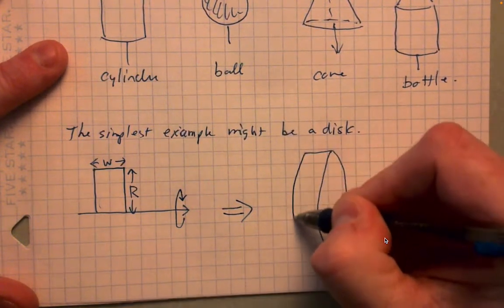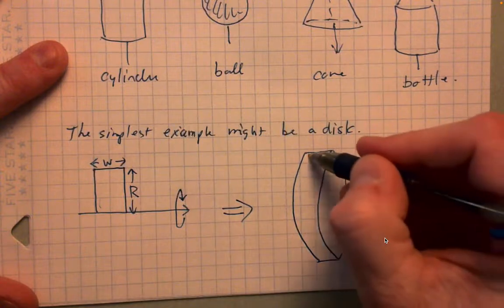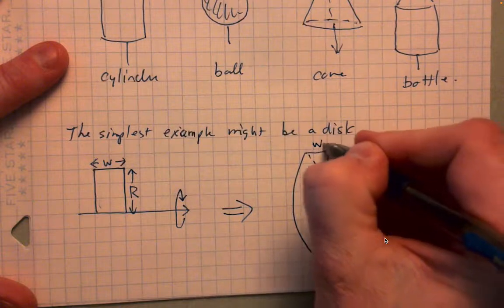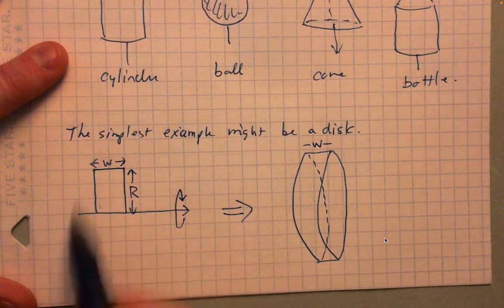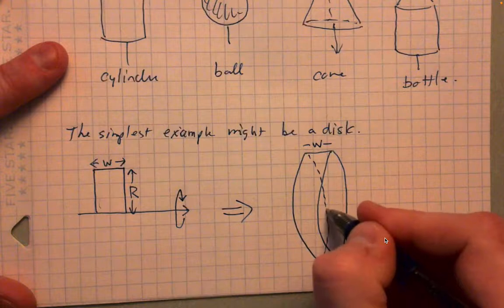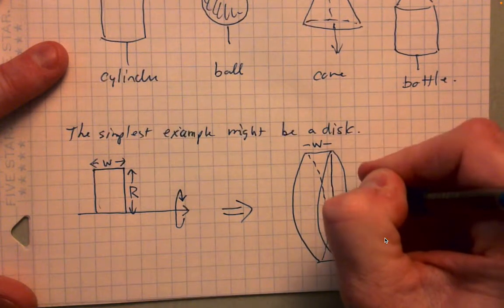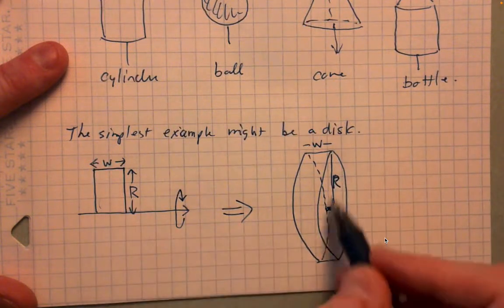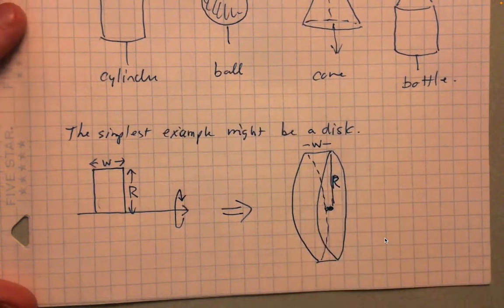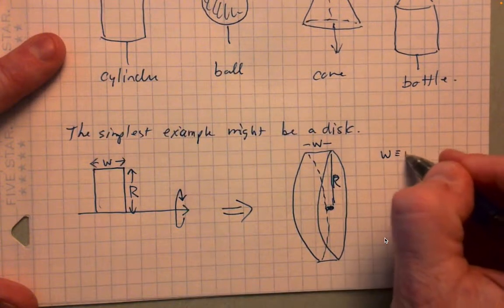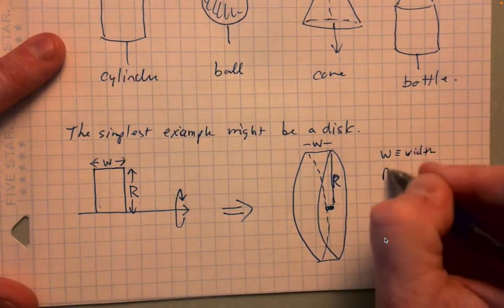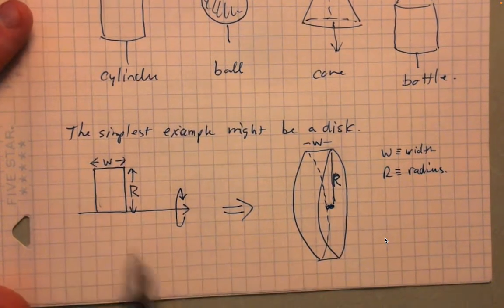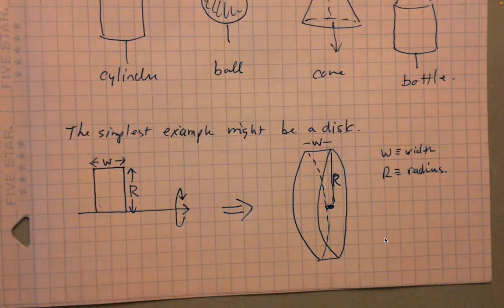Right, so it'll have a certain width, just like so. Now the width of this thing is going to be the width of the rectangle, right? Remember, this is going to spin around and make this shape. There's going to be a center in here, and that is going to denote the height of the rectangle, but it's also going to, in the case of the disc, be the radius of the disc. So W is the width, and R is the radius. The radius, of course, comes from the height of the rectangle off the axis of rotation.